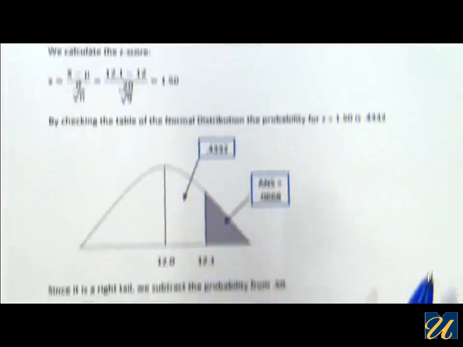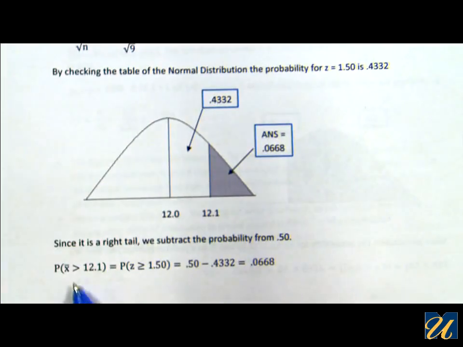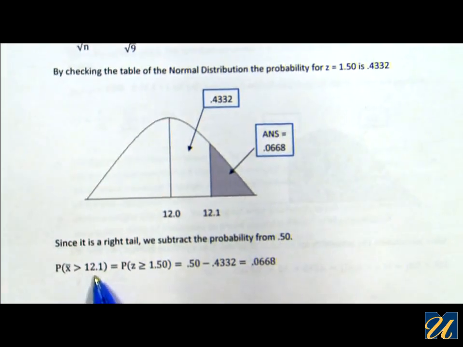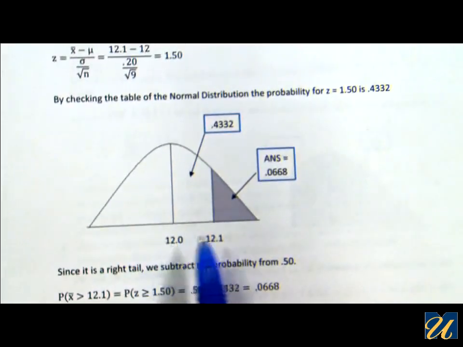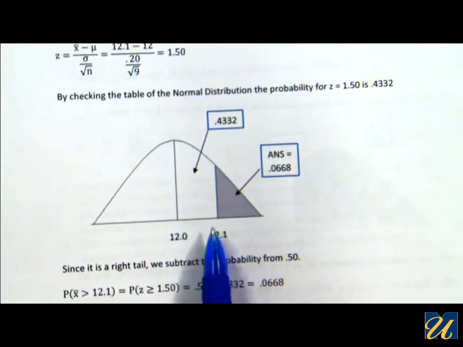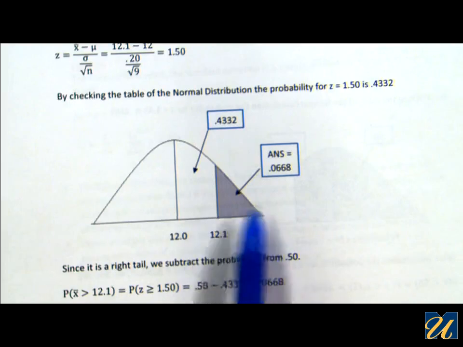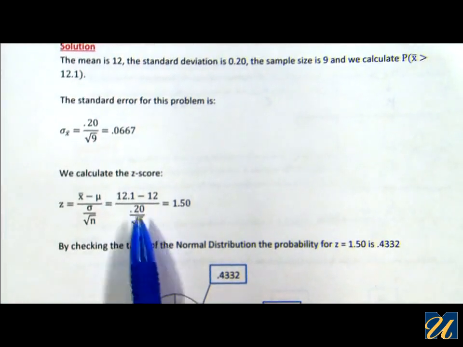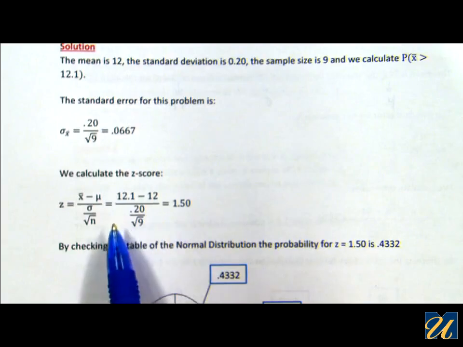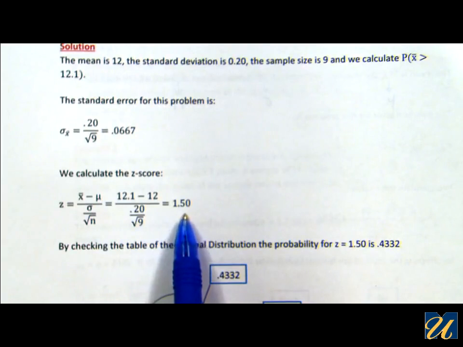I'm looking for this probability where x bar is greater than 12.1. Mu x bar is the same as mu, 12. 12.1 is to the right, greater than 12.1. I'm looking for a right tail. When we do the calculations for the z-score, again, make sure that you use parentheses when you do your calculations for the z-score for the sampling distribution. The z-score is 1.5.